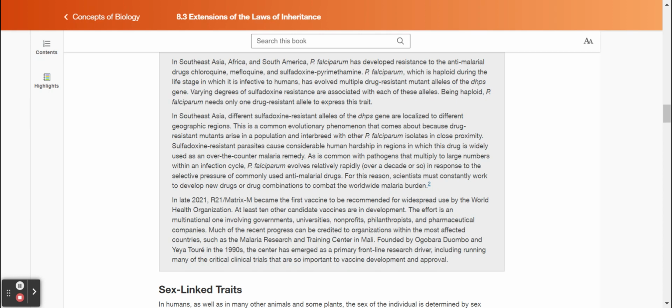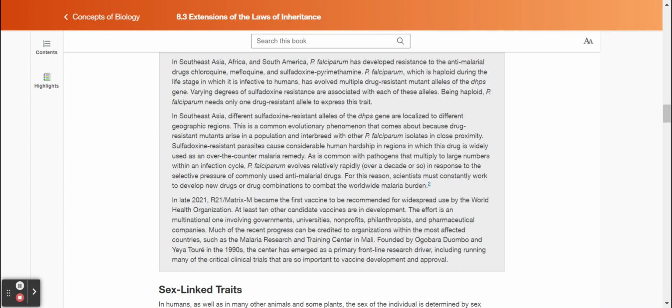P. falciparum, which is haploid during the life stage in which it is infective to humans, has evolved multiple drug-resistant mutant alleles of the DHPS gene. Varying degrees of sulfadoxine resistance are associated with each of these alleles. Being haploid, P. falciparum needs only one drug-resistant allele to express this trait.